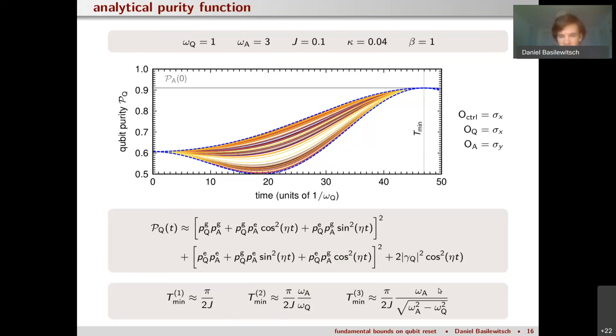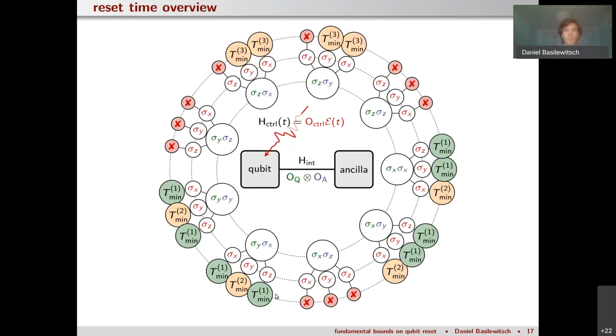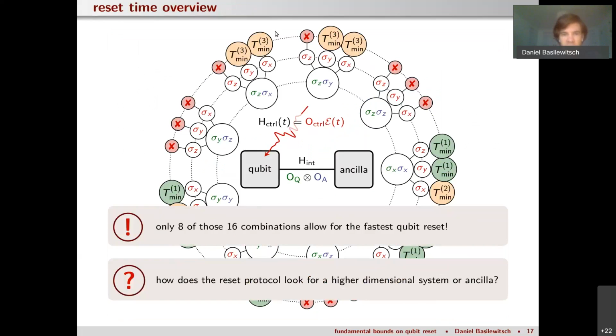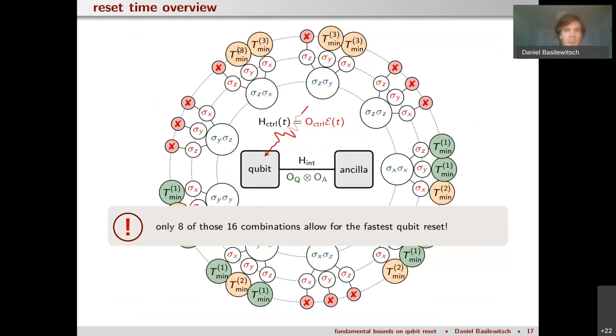And we are identifying indeed the 3 different reset times, which are roughly T1, so given by this, where T1 min is really the fastest one with pi over 2j, and the other 2 are slightly larger. So out of these 16 combinations that allow for qubit reset, only 8 of those 16 combinations are really the fast ones, if you want to perform it as fast as possible, despite the fact that the remaining combinations are of course time optimal. So there's just no way to perform it faster than that.